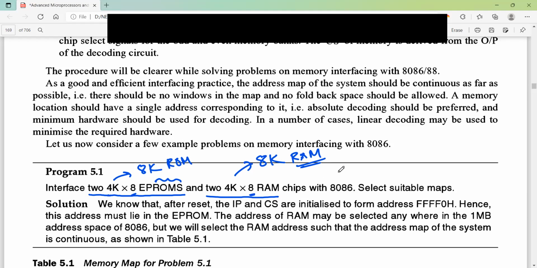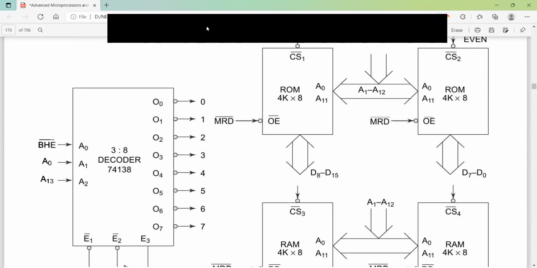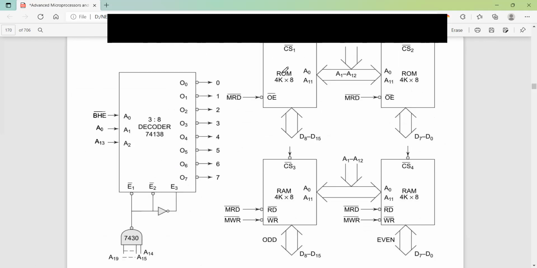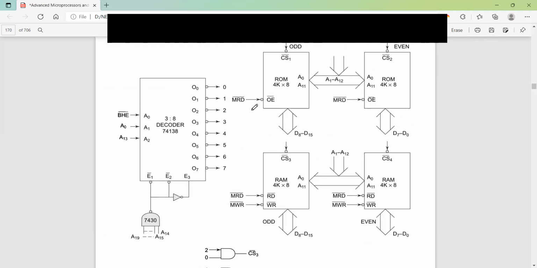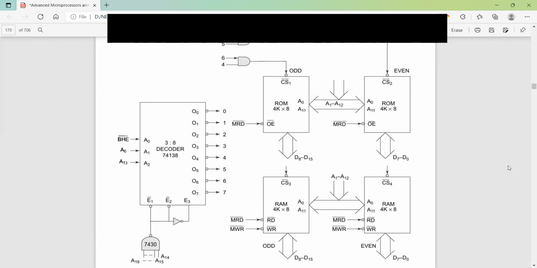So that has been shown in this diagram also. I am coming to this diagram later. You can see over here, 4 ICs have been shown. These are the memory components: 2 ROMs, each of 4K, and 2 RAMs, each of 4K. Now, let us come to the concept of odd and even.